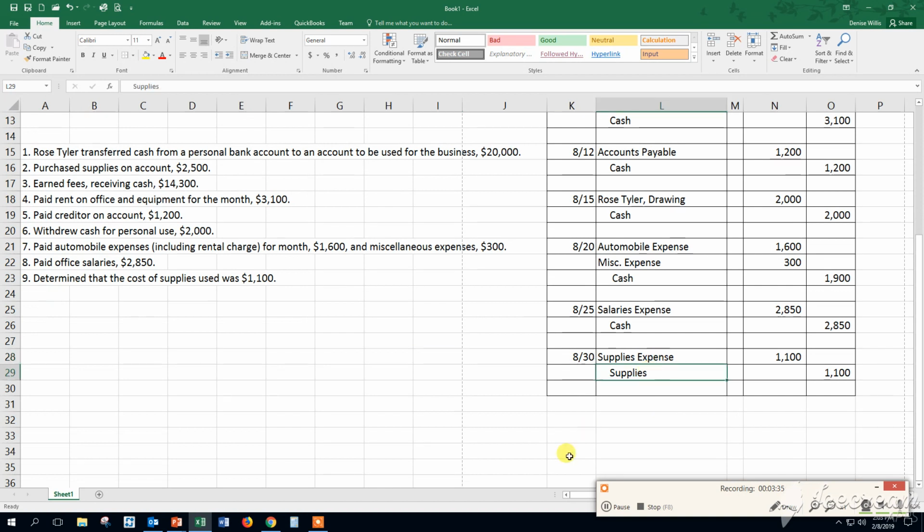And just to throw in some terminology, supplies is an example of a prepaid expense. Prepaid expenses are items that we do know will become expenses eventually. Supplies, it's an asset, it becomes supplies expense. Prepaid insurance is an asset, but it will become insurance expense. If we prepay rent, that's an asset, but it will become a rent expense.